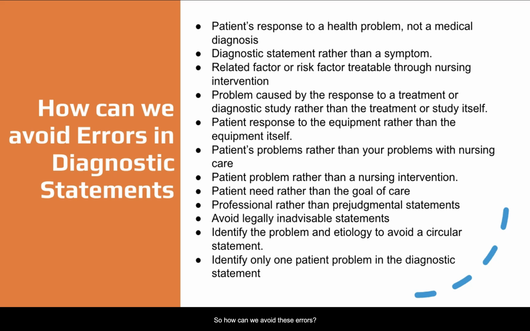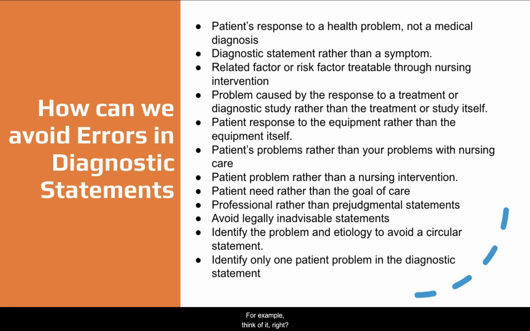So how can we avoid these errors? Focus on the patient's response to a health problem, not the medical diagnosis, because that is inappropriate. For example, instead of your diagnosis being hypertension, select altered blood pressure. That is within your scope. Altered blood pressure is a nursing diagnosis. Hypertension is a medical diagnosis.